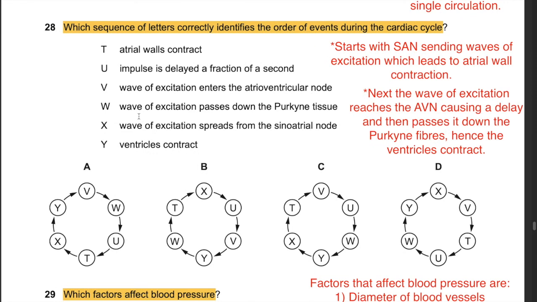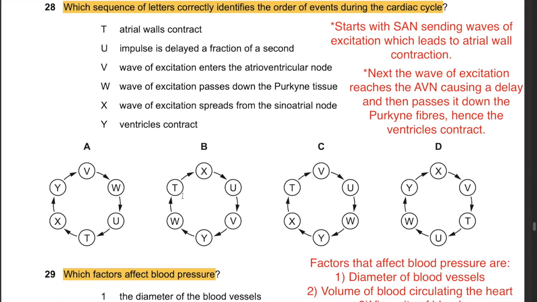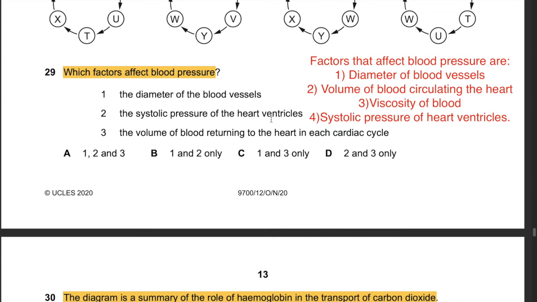Question 28. Which sequence of letters correctly identifies the order of events during the cardiac cycle? If we remember the cardiac cycle properly, it starts with the SAN sending waves of excitation which lead to atrial wall contraction. Next, the wave of excitation reaches the AVN causing a delay and then passes it down the Purkinje fibers. Hence, the ventricles contract. Therefore, if you go through these arrows and the options which link each other, the closest and the correct sequence is answer C.